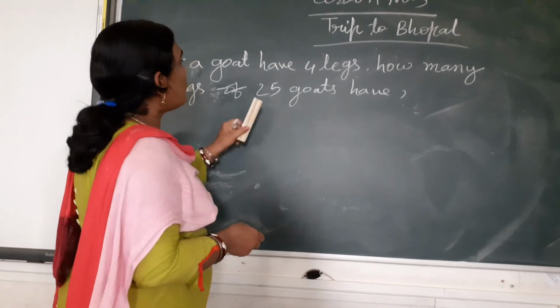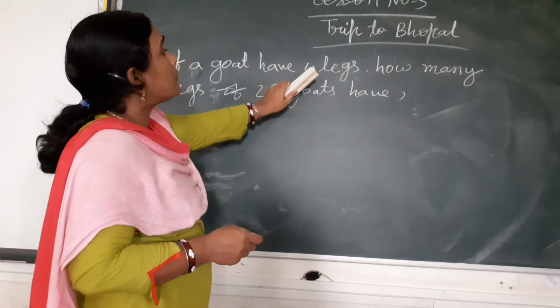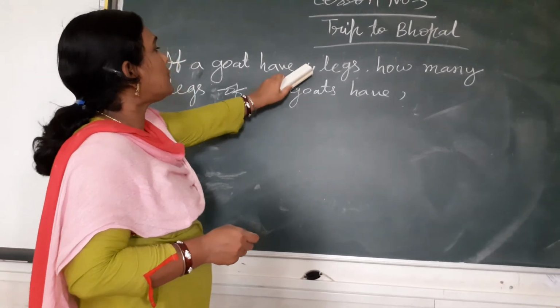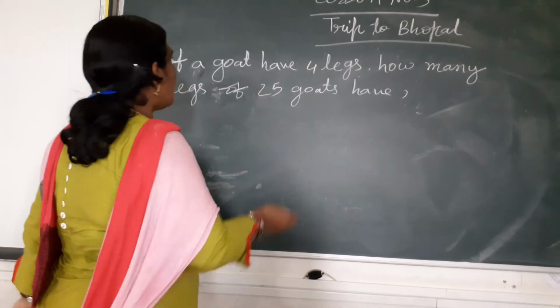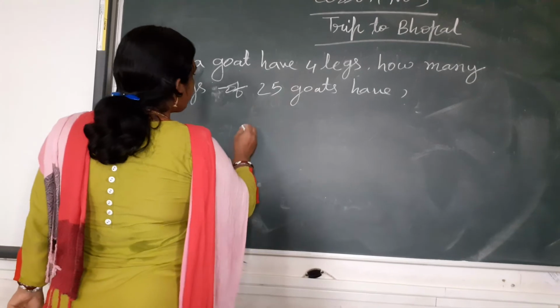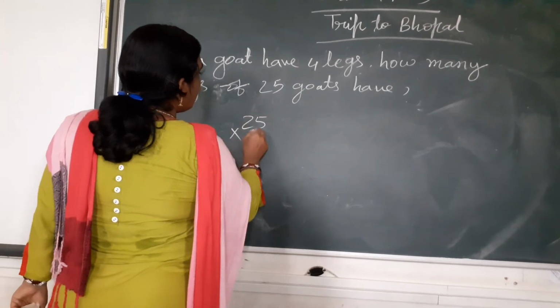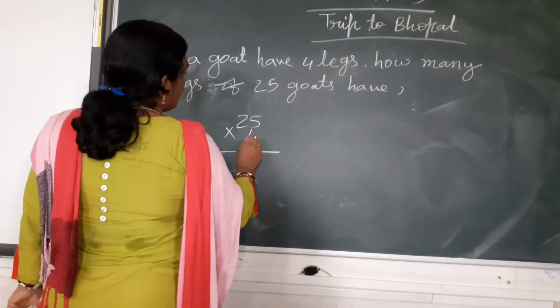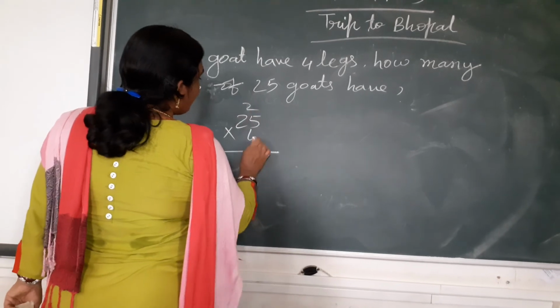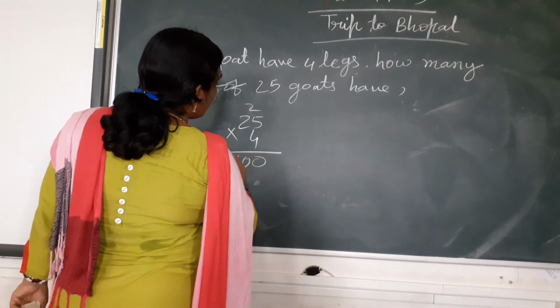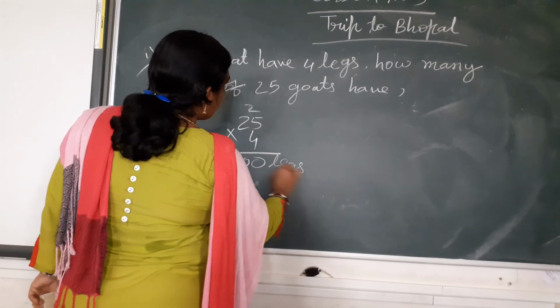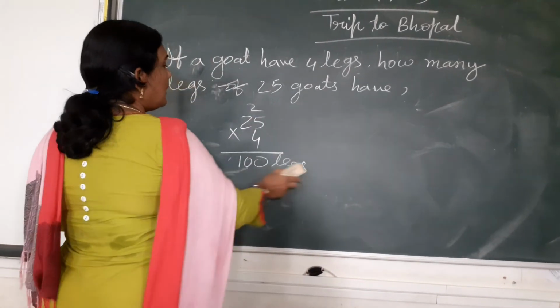How will we find out? What will we do? We will multiply. If we multiply these two numbers, we will get how many legs 25 goats have. So 25 multiplied by 4: 4 5s are 20, 4 2s are 8, 8 plus 2, 10. So total 100 legs. 25 goats have 100 legs.